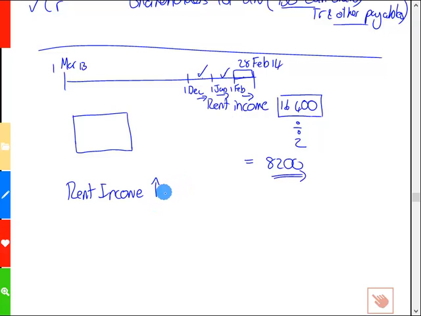On which side does an income increase? We need to credit. Okay, this should be very much second nature by now. So rent income is going to be credited by 8,200 Rand because there's 1 month's rent that we need. And what are we going to debit?